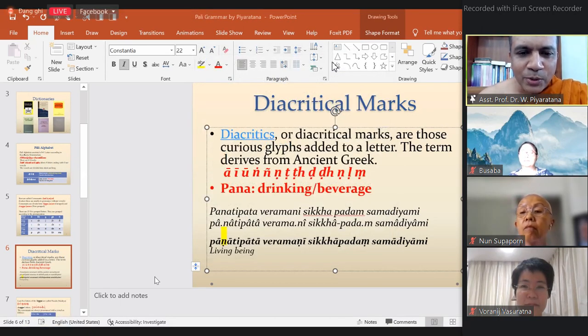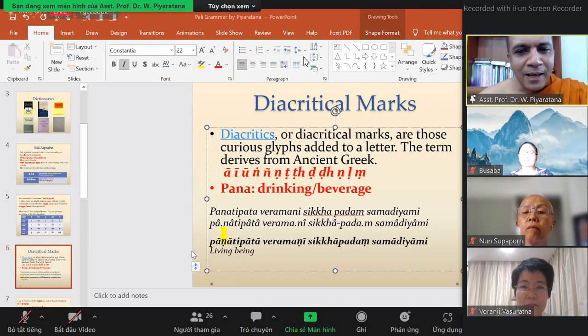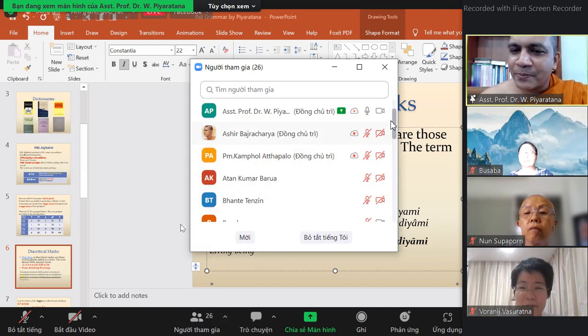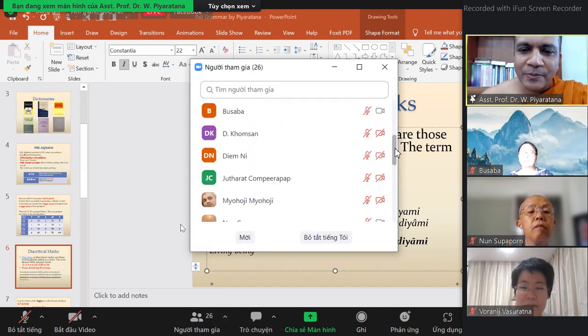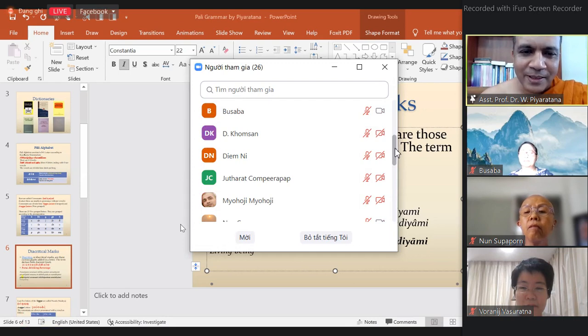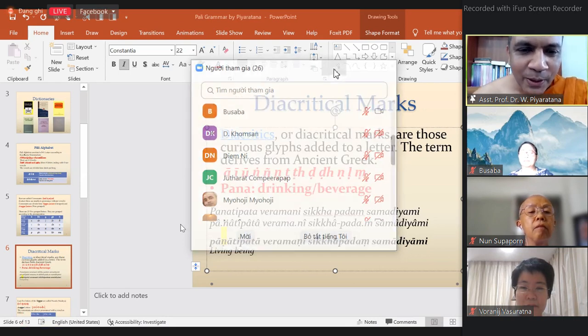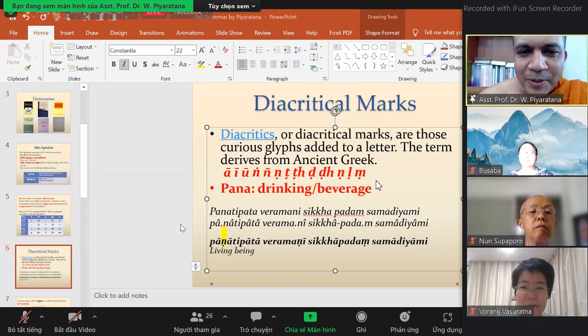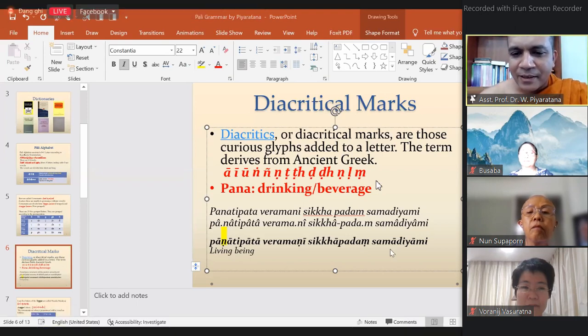Okay. Who is Jun Ikeda? Jun? Yes. Yes. I am familiar with Samadiyami. I understand that it's a phrase from the 5 precepts, but I don't understand just Samadiyami.